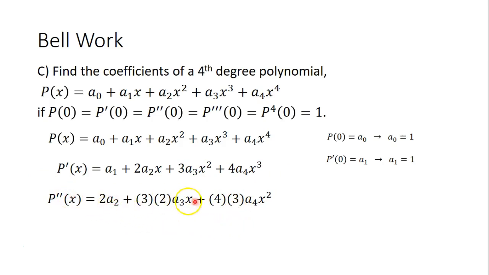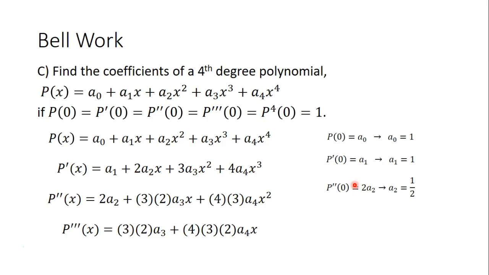So here, this time when I plug in 0, everything with an x still disappears, but I'm not just left with the constant. I'm left with this 2. Where did this 2 come from? It came from the fact that it was squared initially. It's now come to the front. So here we have p double prime of 0 is 2a2. So therefore, a2 must be 1/2, because I need the product of these two things to make 1. Right? I need 2a2 to be 1. So a2 must be 1/2.